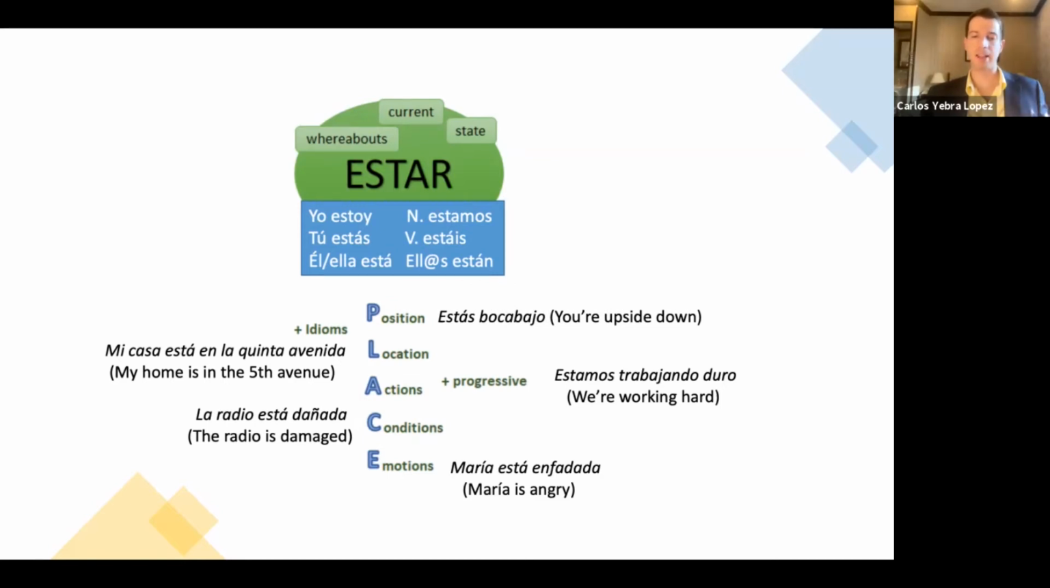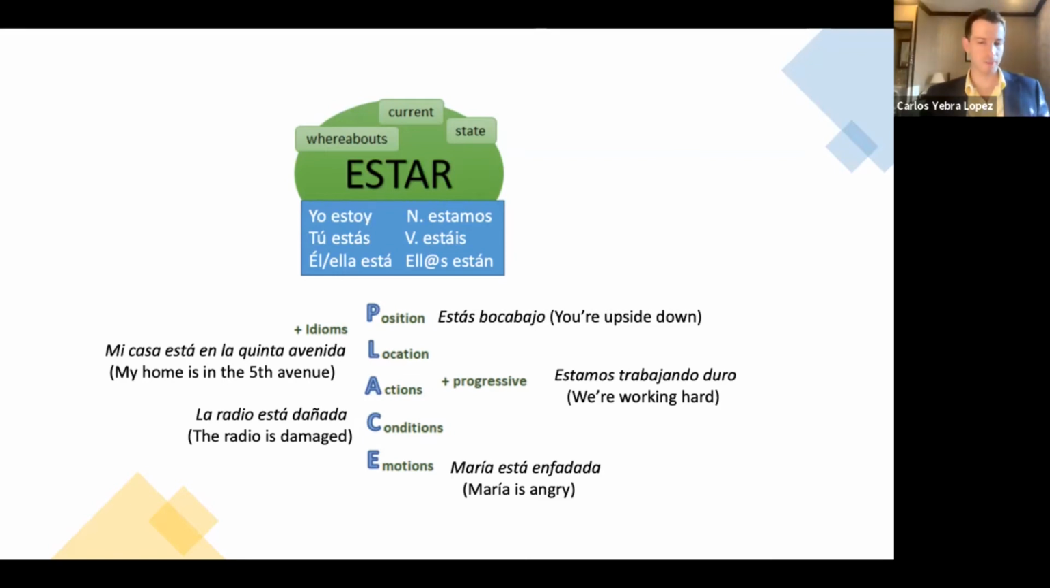Now for actions and things that are progressing, we use the verb estar. So if you want to say we're working hard, meaning it's a work in progress, the action hasn't finished yet, it has already started, but it hasn't finished yet, then we would say estamos trabajando duro, right? If we are learning the difference between ser and estar, but we aren't done with the explanation yet, we would say we are learning the difference. Estamos aprendiendo la diferencia. We are learning the difference. Estamos aprendiendo la diferencia because it is still a work in progress.